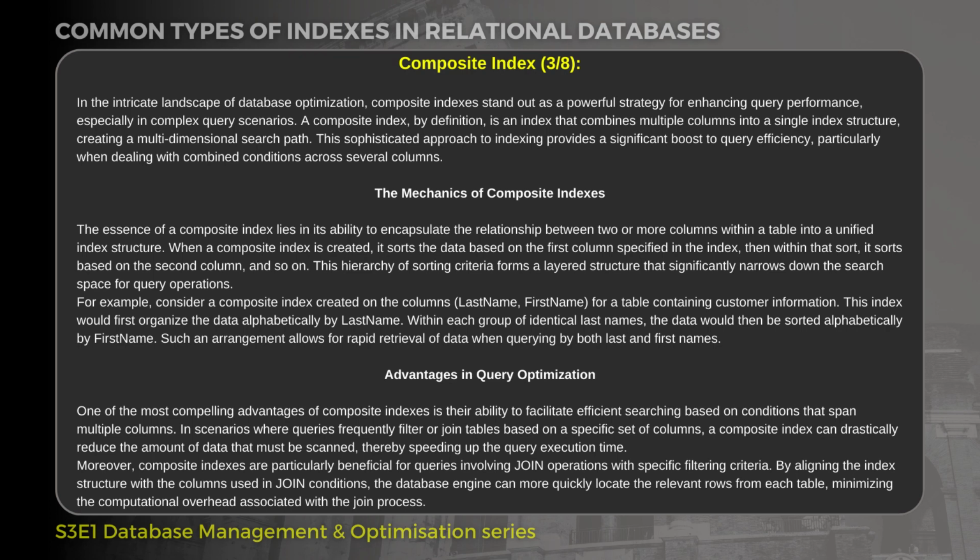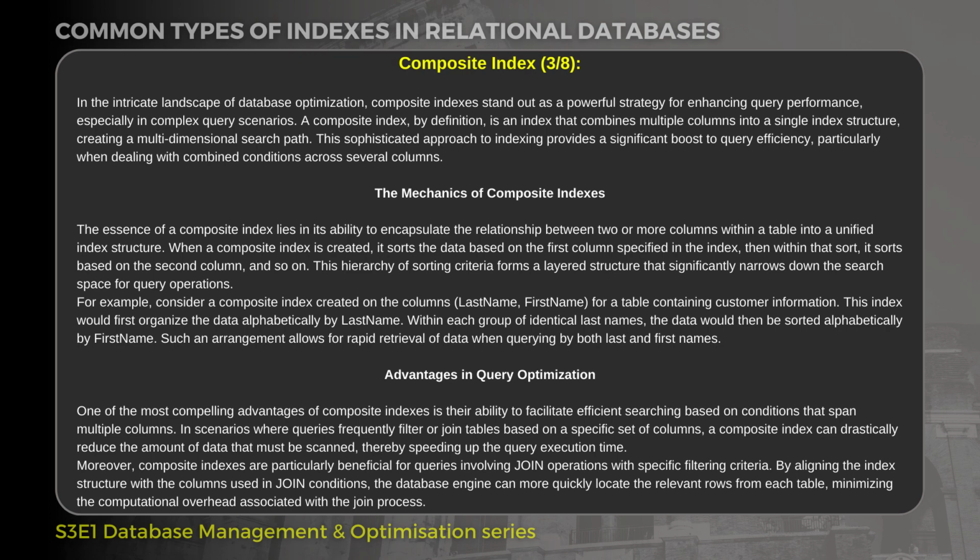Advantages in query optimization. One of the most compelling advantages of composite indexes is their ability to facilitate efficient searching based on conditions that span multiple columns. In scenarios where queries frequently filter or join tables based on a specific set of columns, a composite index can drastically reduce the amount of data that must be scanned, thereby speeding up the query execution time.